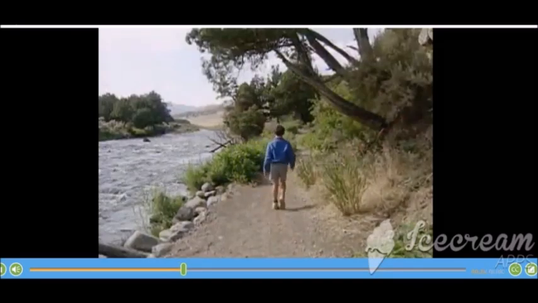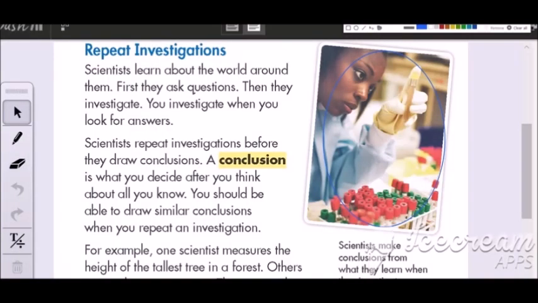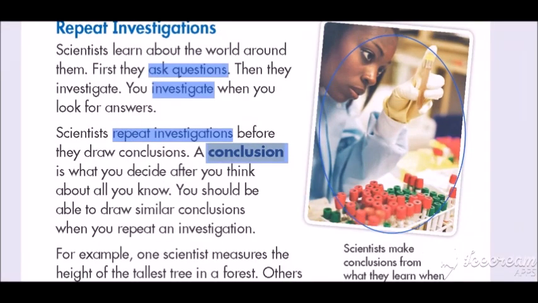And now, as a scientist, if you want to study something, what will you do? You will do an investigation by asking questions and then repeat your investigation or your experiment, and then make a conclusion. So again, we ask the questions, then investigate, repeat our investigations, and then make conclusions. Got it? Sure you do.